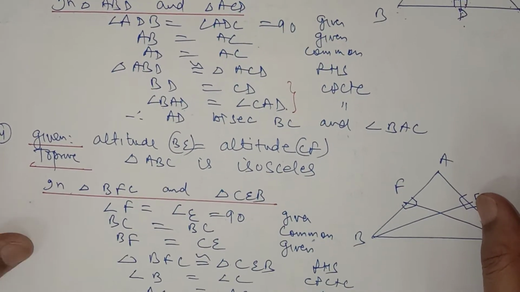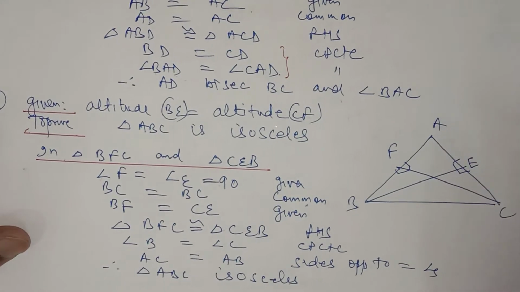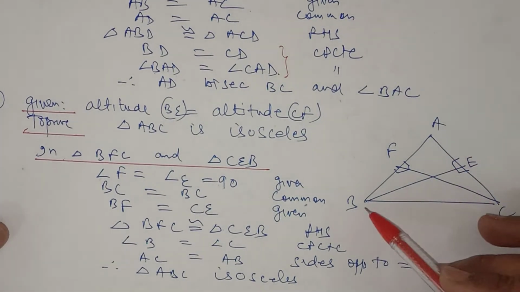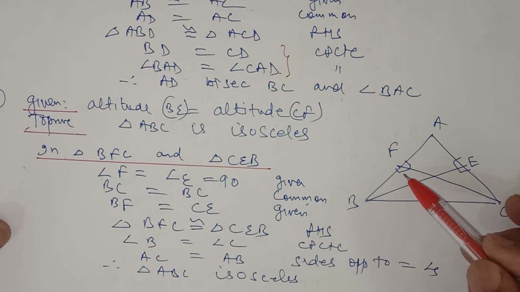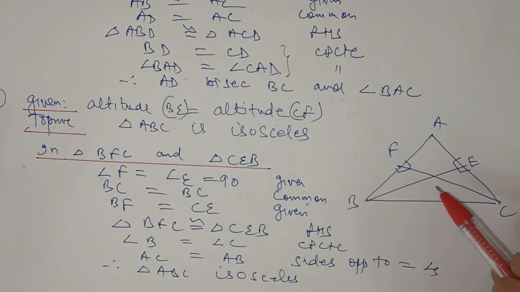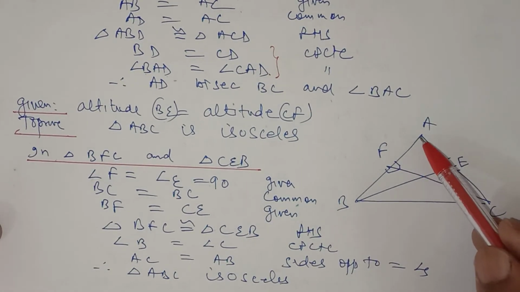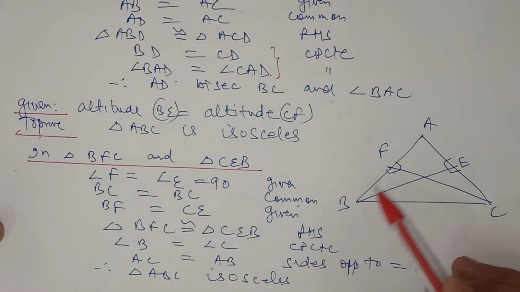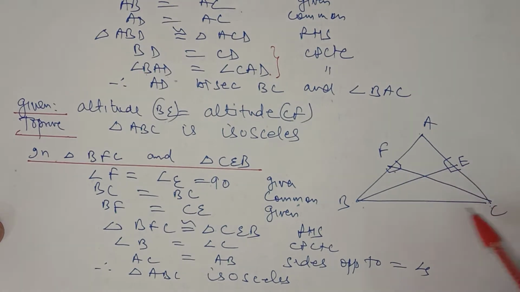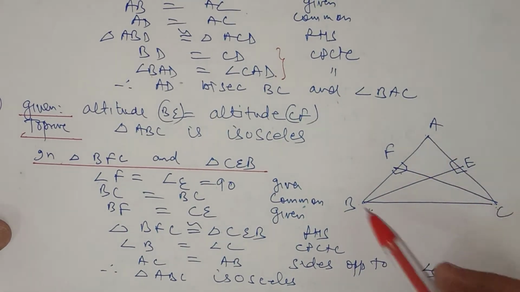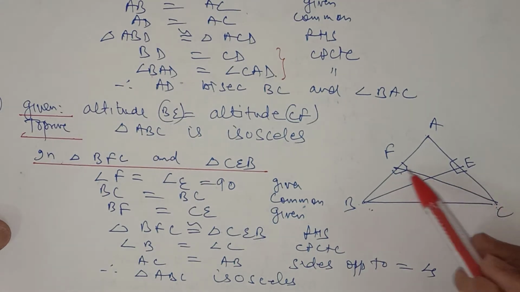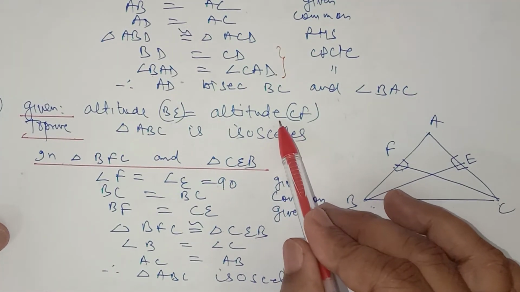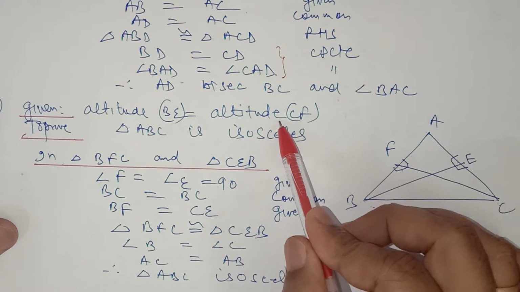Now question number 4 you have also done in the last exercise, but here you have to prove that if in triangle ABC the altitudes BE and CF are equal, then the triangle is isosceles. You have to use the RHS congruence rule here. In the last question you proved that ABE is congruent to ACF, but here we will prove that FBC is congruent to ECB by RHS. So what is given: in triangle ABC, altitude BE and altitude CF are equal. Altitude means the line segment from the vertex to the other side that is perpendicular.